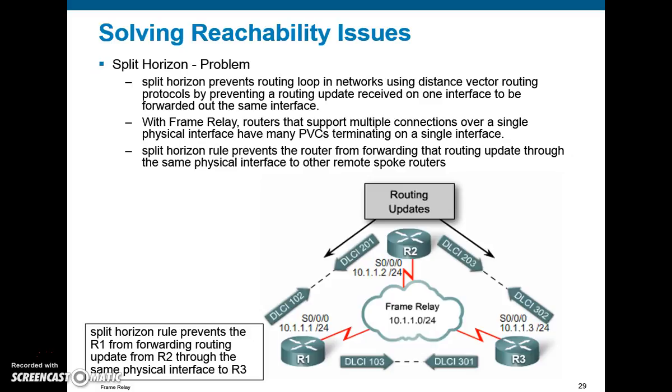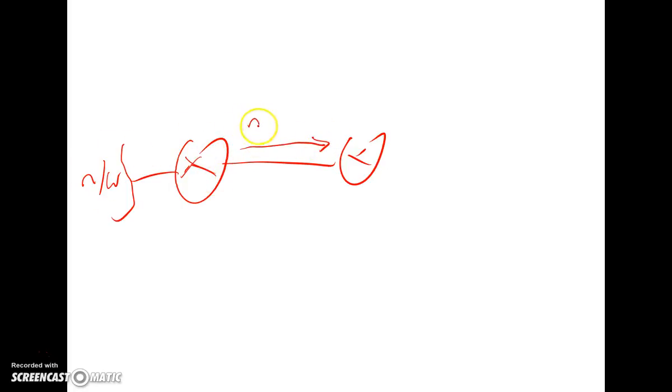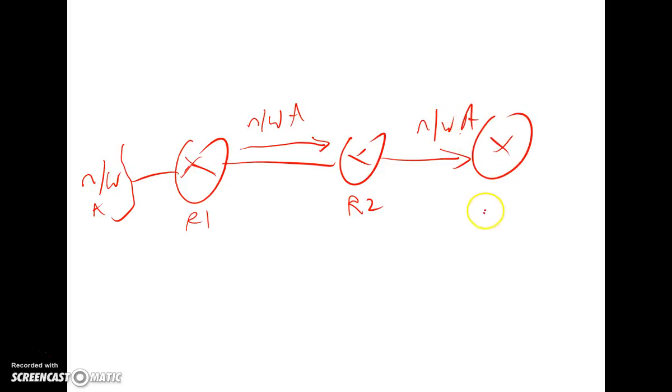Frame relay suffers from a problem called split horizon. I'm not sure if you still remember split horizon from when you learned CCNA. Basically, split horizon says that if there are routers where R1 is connected to a particular network, when R1 advertises this network, let's say network A, to R2, R2 will advertise this network out to another router, let's say R3.